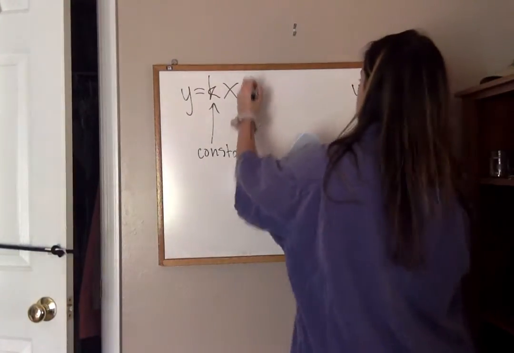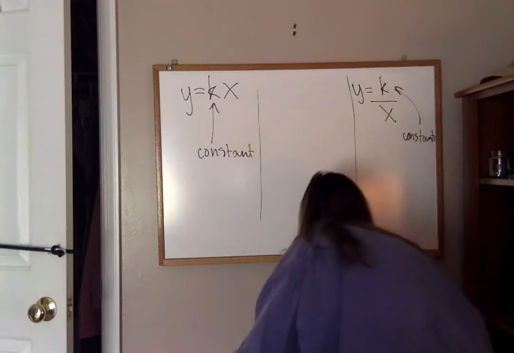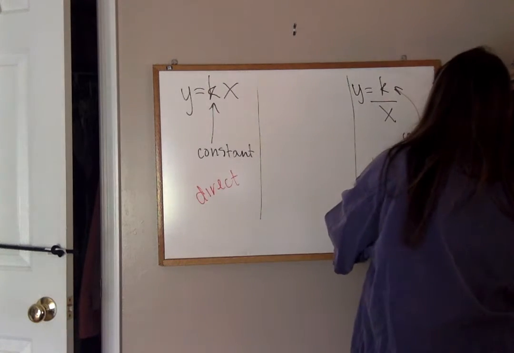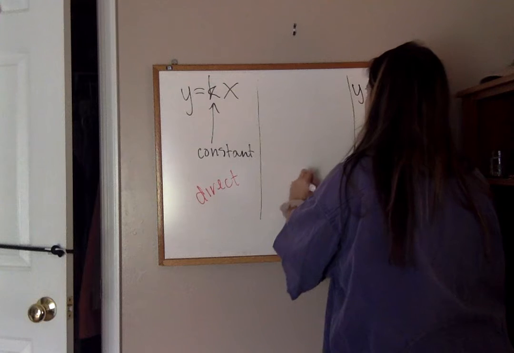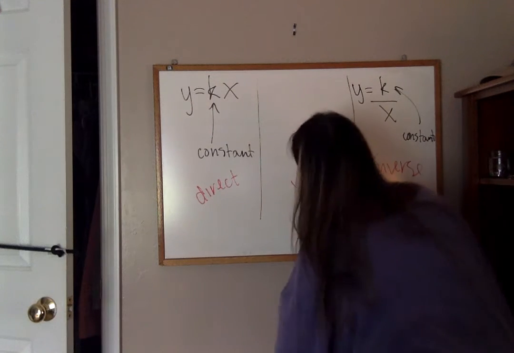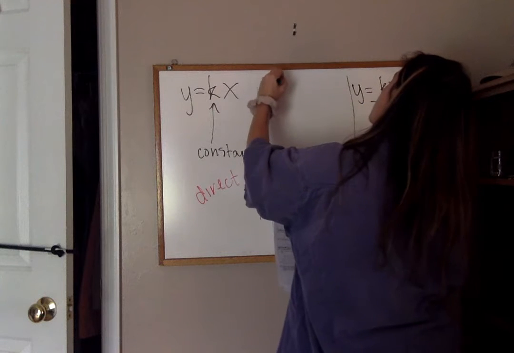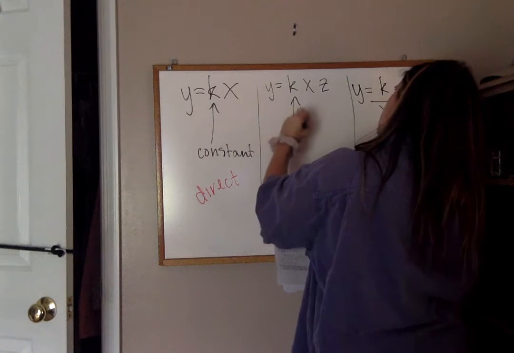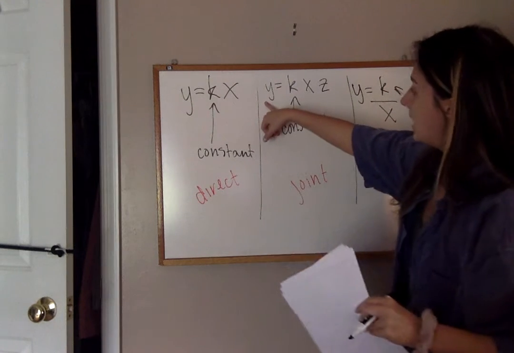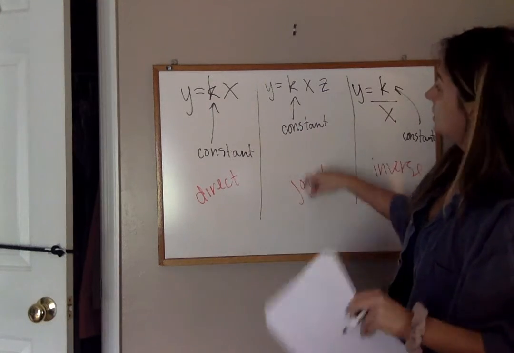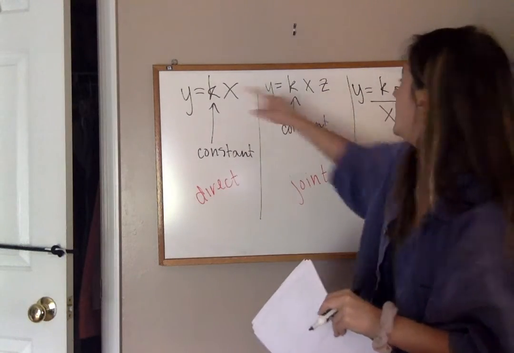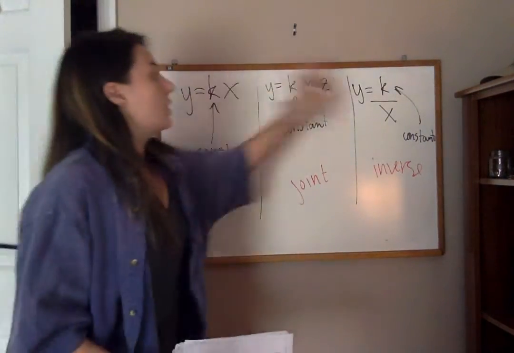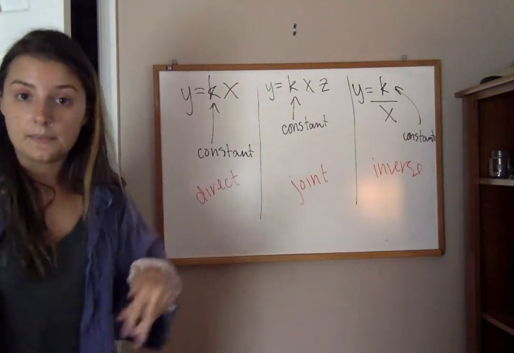So this is direct. This is inverse. And then this is joint. This looks like y equals k, still my constant, xz. So this means that y varies jointly with x and z. This k is always just the constant, representing that you can plug anything in for that k, and it's going to show that relationship between x and y, or x, y, and z.